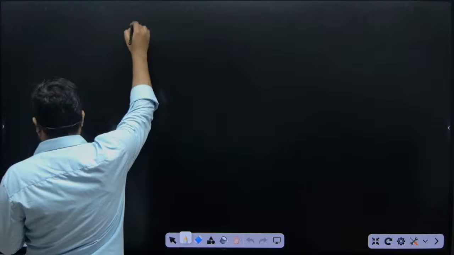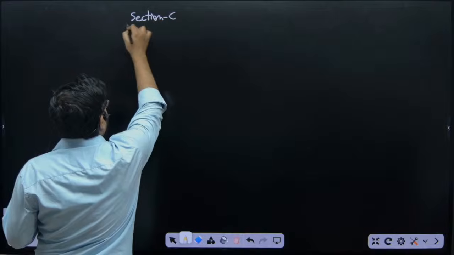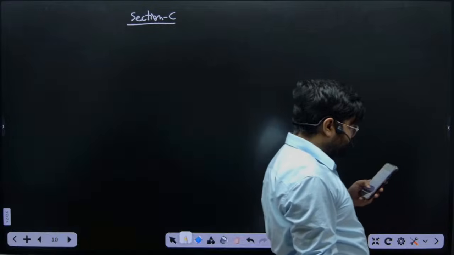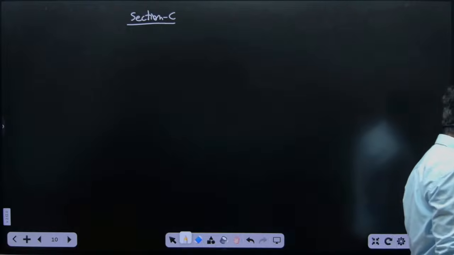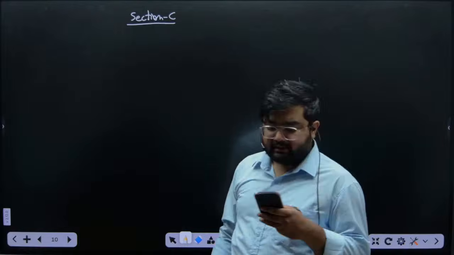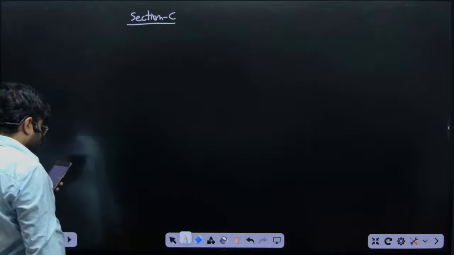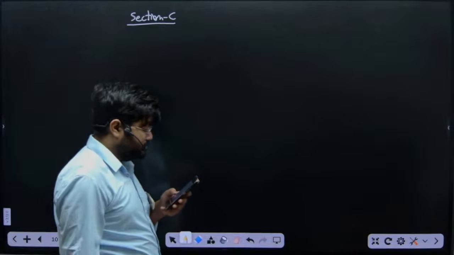Section C. Going to section C now. Using Gauss law, deduce an expression for the electric field at a point due to a uniformly charged thin plane sheet. This derivation is done in classes, so I think it can be easily done. Derivation using Gauss law is a very popular question.